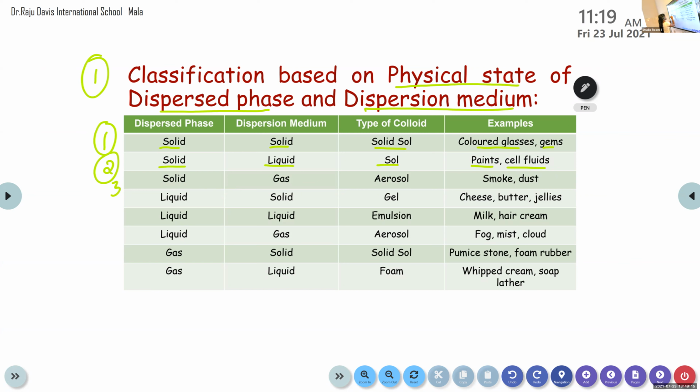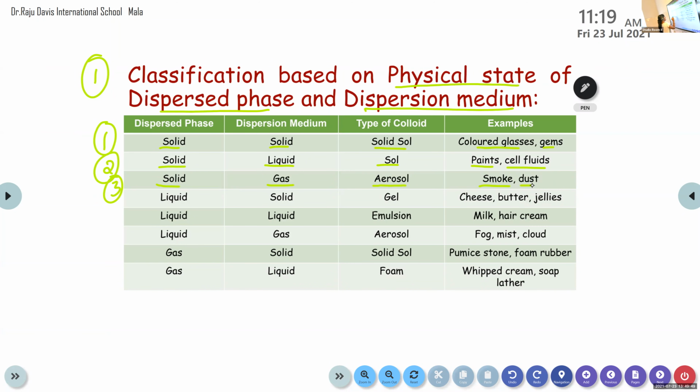Then the third one is when the dispersed phase is solid and dispersion medium is gas, it is known as aerosol. The examples here are smoke, dust, etc. So when the dispersed phase is solid and dispersion medium is solid, liquid and gas, different types of colloids are obtained: solid sol, then sol, aerosol.